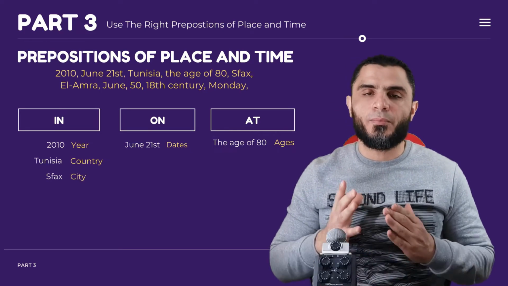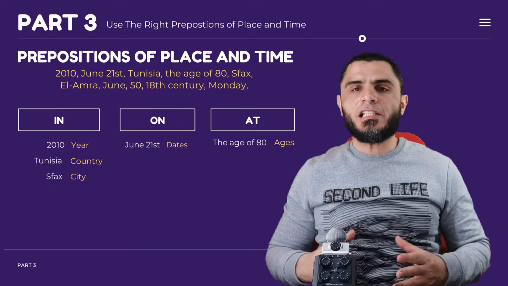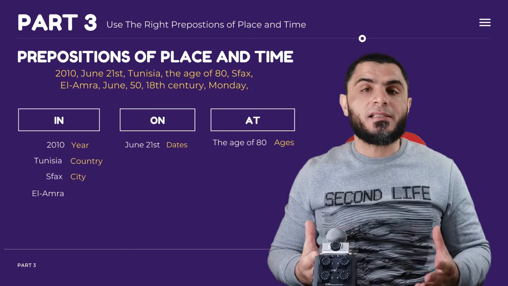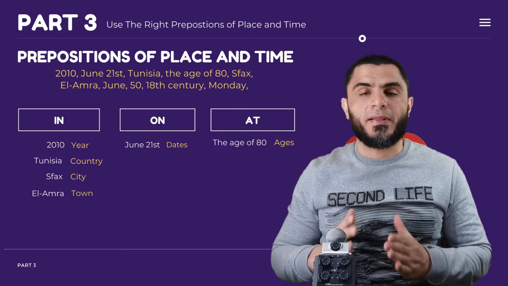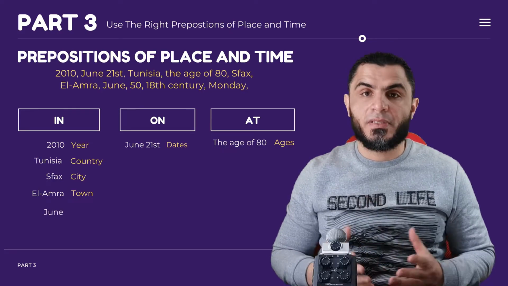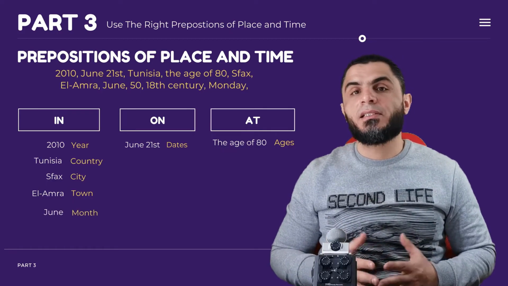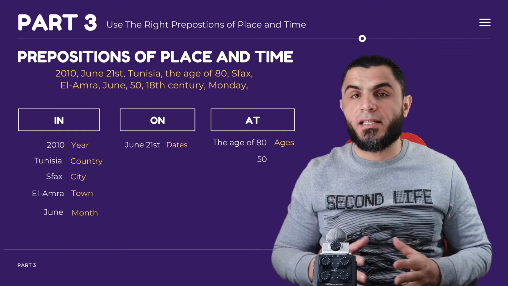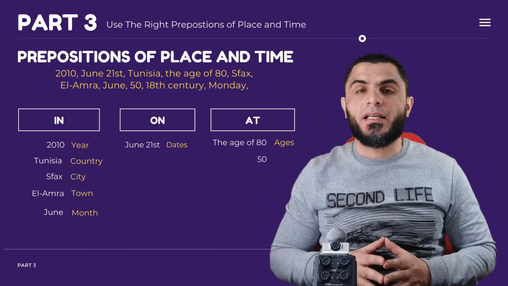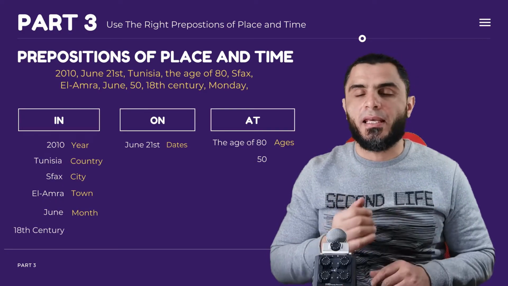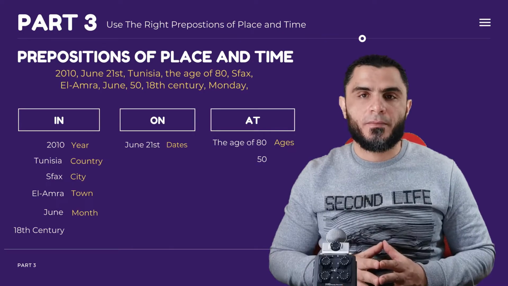So in plus cities. As for Lamra, we say in Lamra because it's a town. So in plus towns. Then we have in June, as it is a month. As for 50, we say at 50 because it's an age. The last but one is the 18th century, and we say in the 18th century.